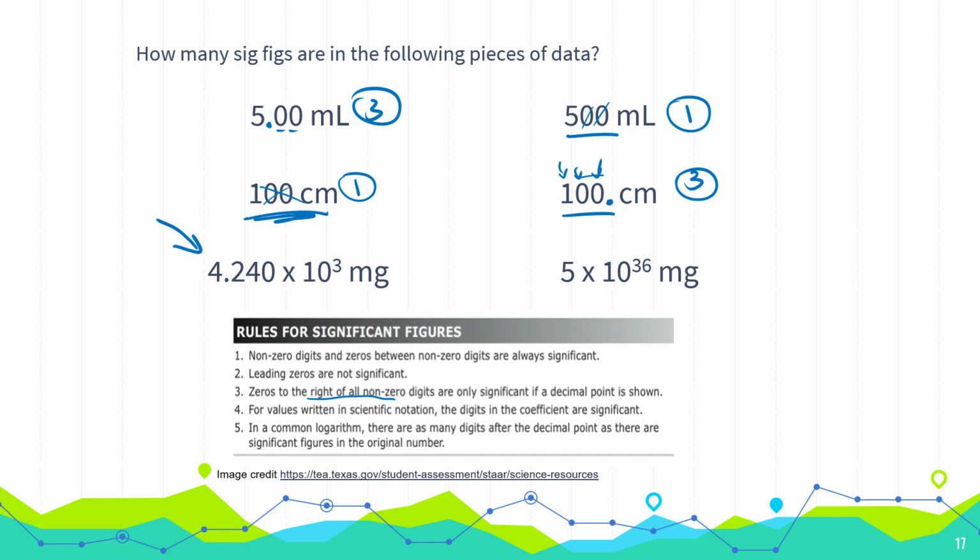This is saying like 100-ish. This is saying no, 100. How about this one, scientific notation? Remember that everything in the coefficient is significant. So 1, 2, 3, 4 sig figs here. Here, only 1 sig fig. 36 zeros, but those don't matter when we're counting sig figs. Only 1 sig fig in 5 times 10 to the 36 milligrams.